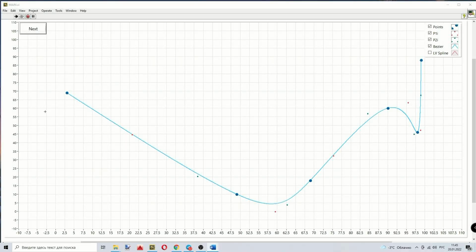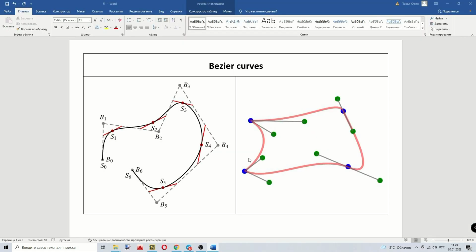Hello, today I'll show you how to use Bezier curves to interpolate points in LabVIEW. A Bezier curve is a parametric curve often used in computer graphics, named after the French engineer Pierre Bezier, who used it to design cars. In scientific computing, we often need to plot a line that passes through a set of prescribed control points or nodes.